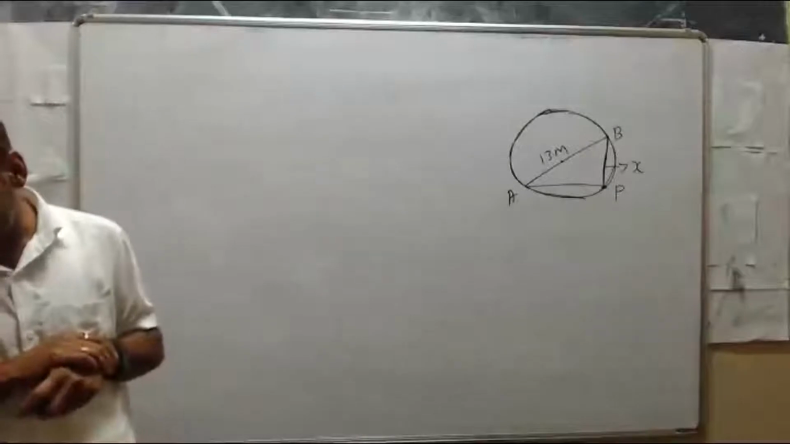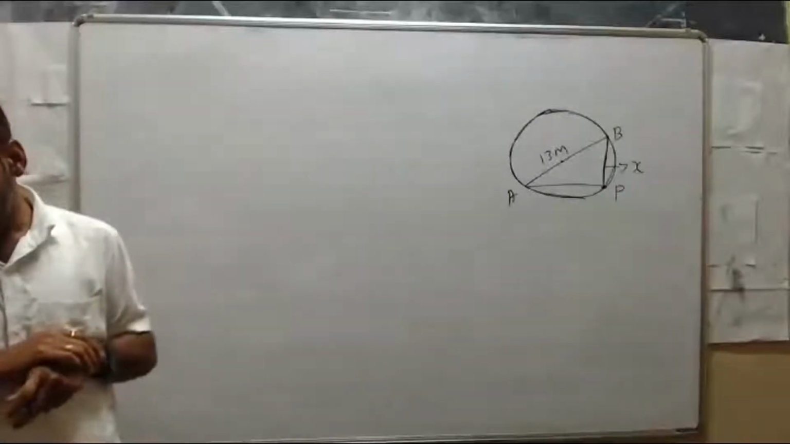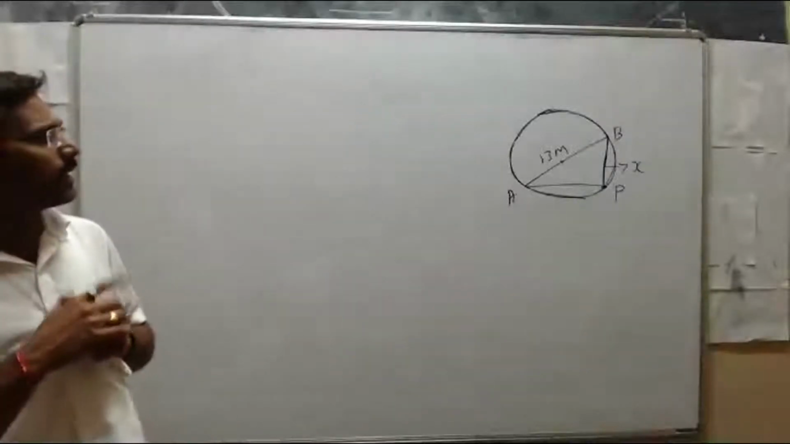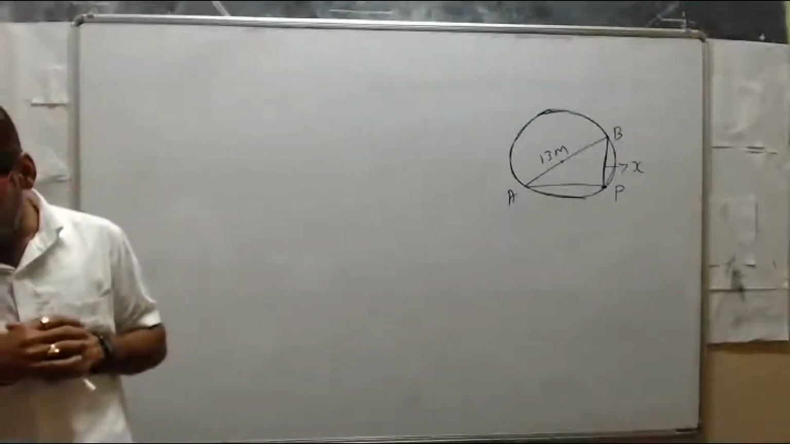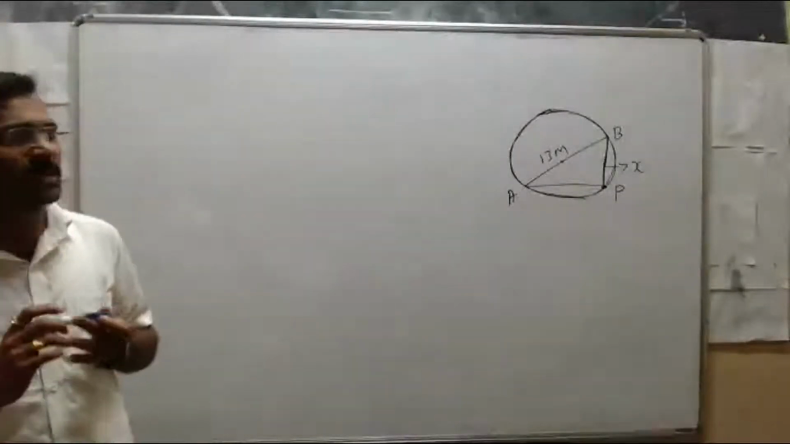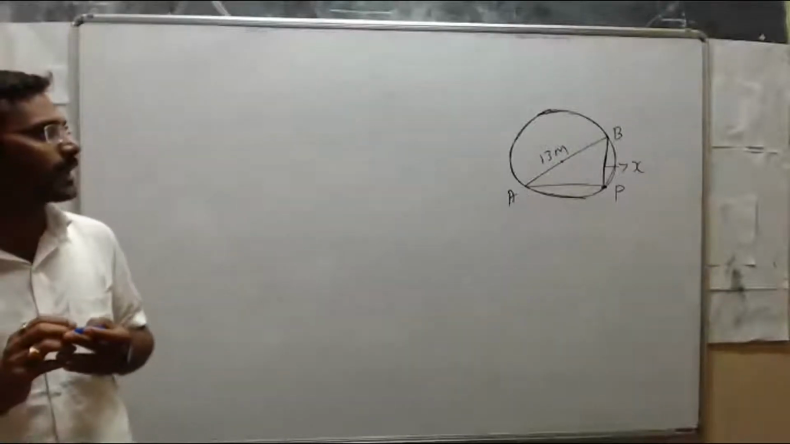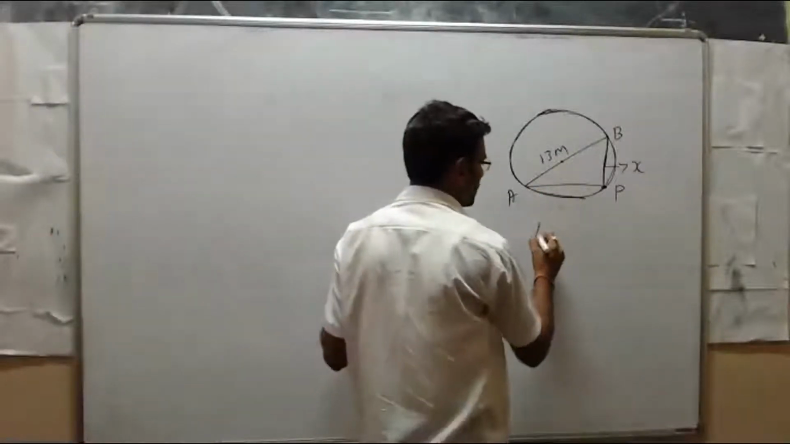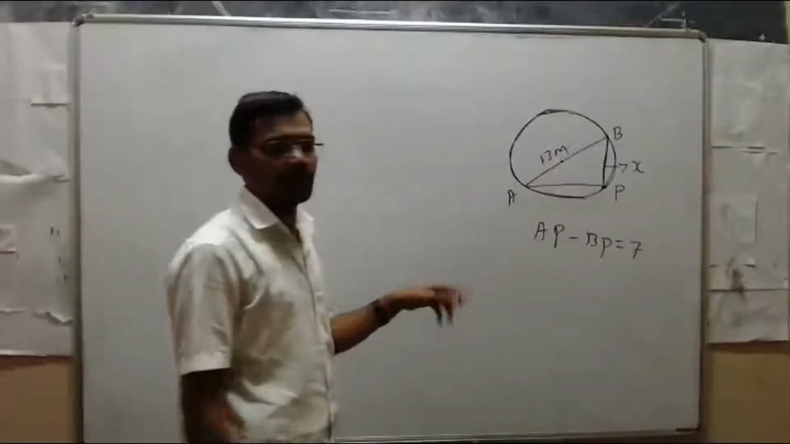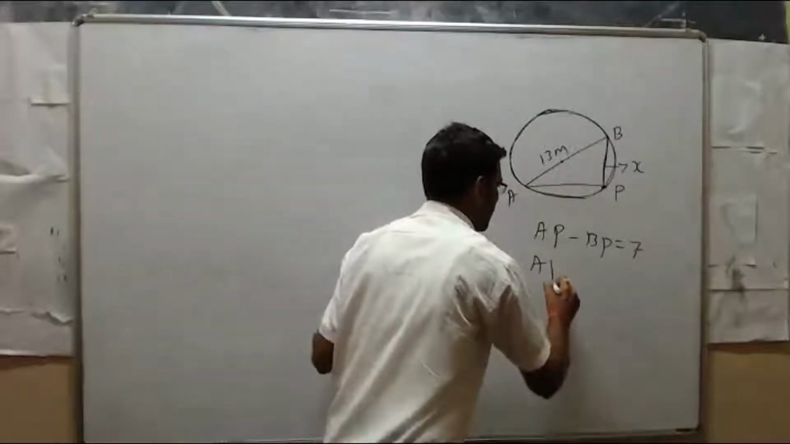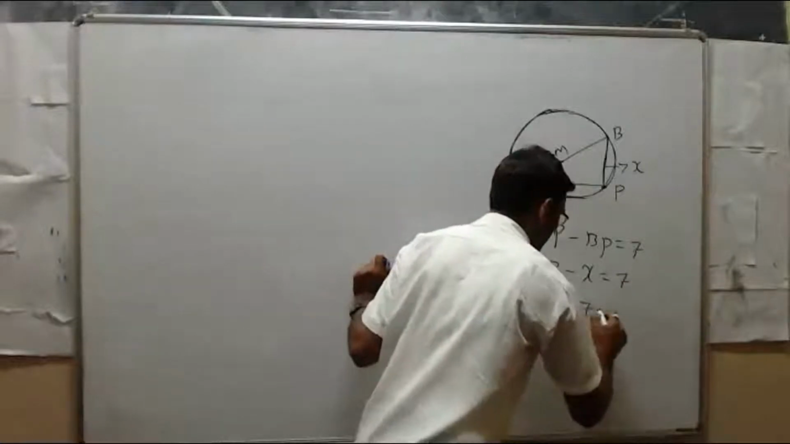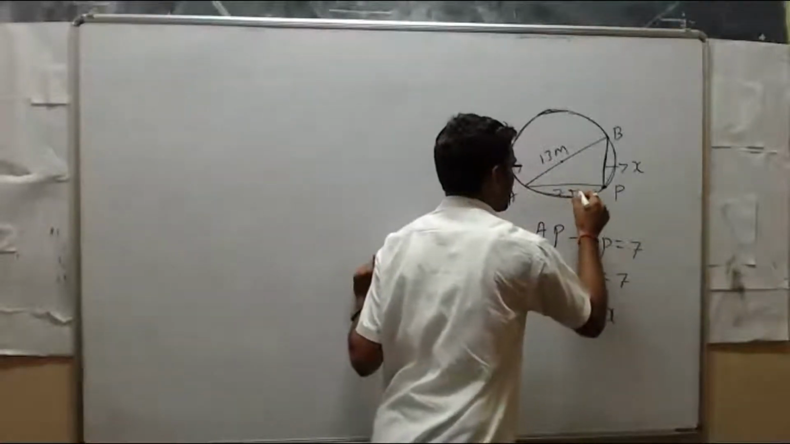Now the difference of the distances of the pole from the two gates, AP minus BP, is 7 meters. Therefore AP minus BP is equal to 7, and BP is x. Therefore AP is equal to 7 plus x.